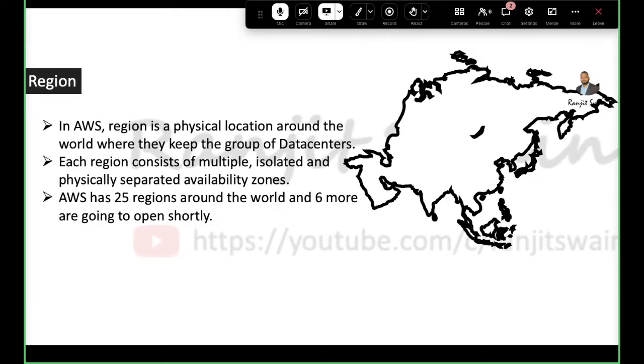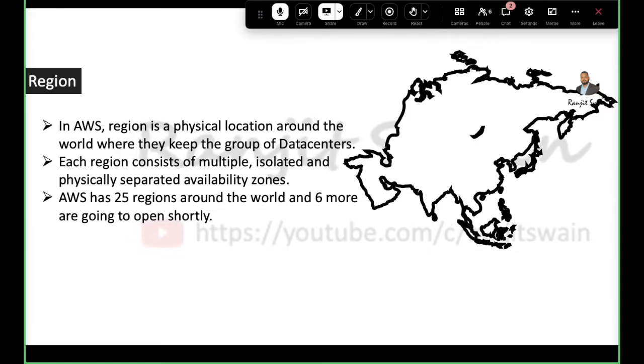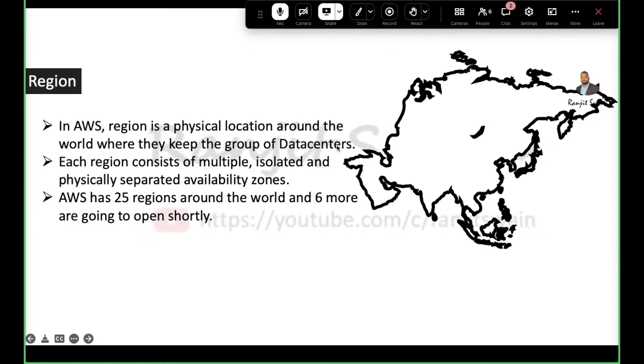Each region consists of multiple isolated and physically separated availability zones. Here we got another two terms: data center and availability zone. We'll explain them later in the slides. And remember, AWS has 25 regions around the world, and every time they're trying to create a new one.